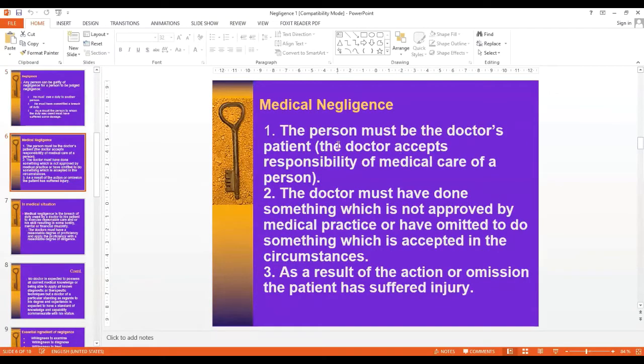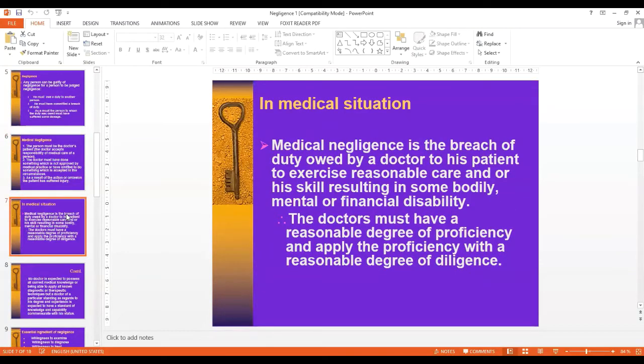Medical negligence: the person must be the doctor's patient. The doctor accepts responsibility for the medical care of a person. If the doctor doesn't care for the person, then it's medical negligence. The doctor must have done something which is not approved by medical practice, or have omitted to do something which is accepted in the circumstances. As a result of the action or omission, the patient has suffered injury. Due to the negligence of the doctor, the patient has suffered an injury.